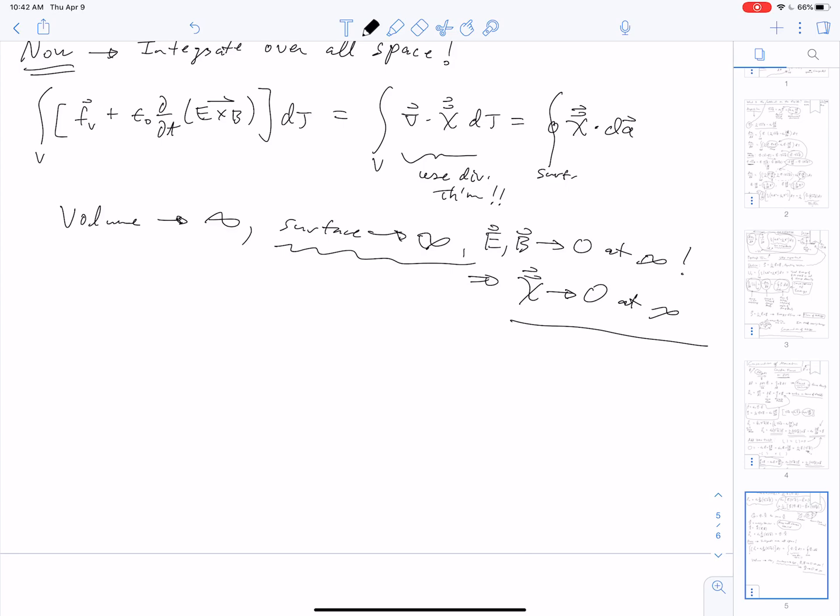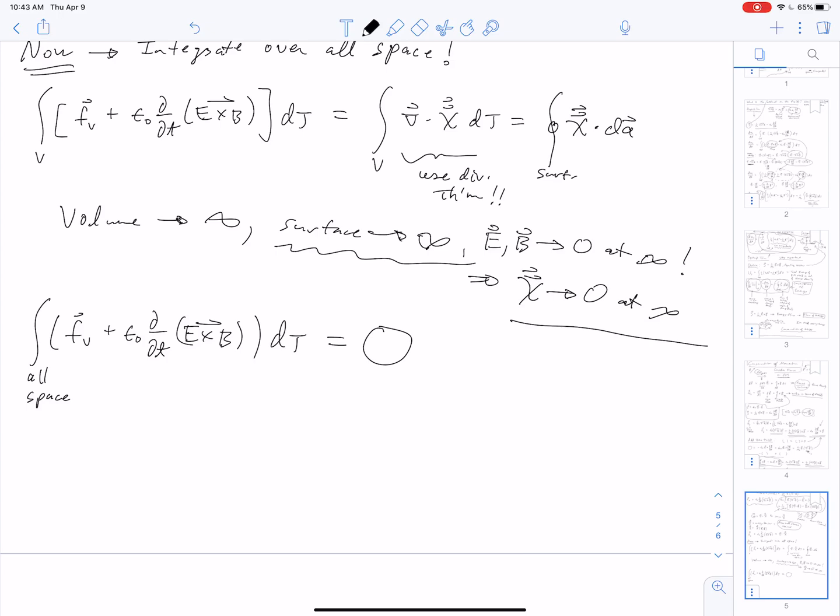I have this expression: if I do the integral over all space of f_v plus epsilon naught d/dt of E cross B d tau, then that integral over all space is 0. And so that's a pretty beautiful result. There's lots of math, lots of complexity, but it ended up being this very simple expression.